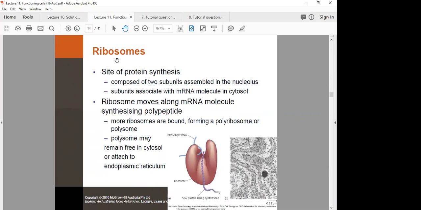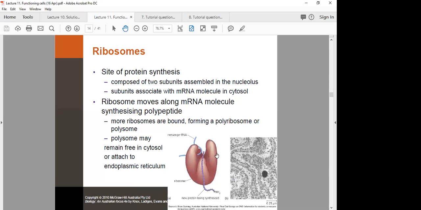These ribosomes, or rather the subunits of the ribosomes, are assembled within that nucleolus region in the nucleus. Then those subunits, there are two subunits per ribosome, are transported out of the nucleus via the nuclear pores into the cytosol of the cell. Remember, the fluid interior of the cell. And here the two subunits associate with each other to form a functional ribosome, which is what we're seeing here.